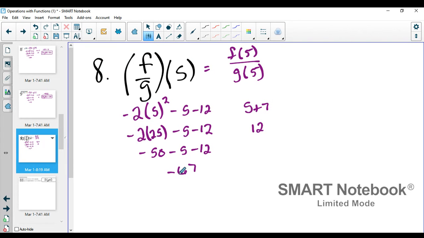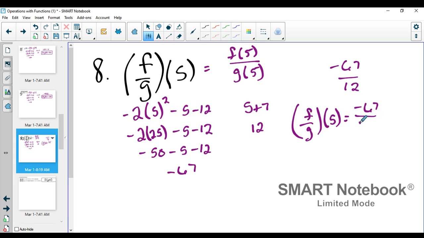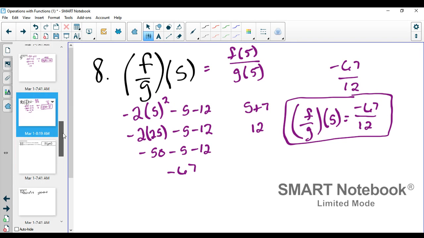Now we're taking this answer and dividing it by this answer. So negative 67 divided by 12. All right, so f over g of 5 equals... Now we cannot simplify 67 over 12. They have nothing in common. I'm pretty sure 67 might even be a prime number. So we're actually just going to leave it as negative 67 over 12. You don't even need to get the decimal equivalent unless a question specifically asks for the decimal equivalent. All right, so that's all of them with the operations.